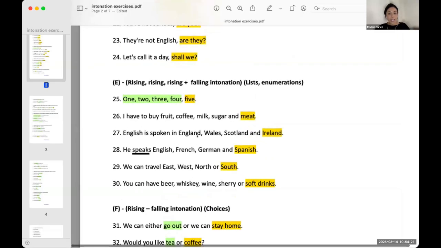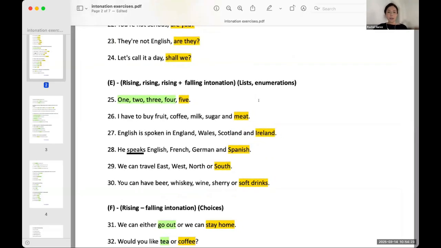Okay, so here, this is when we are reading out loud a list or enumerations. We use rising, rising, rising on the first, depending on the words, 3, 4, 5 words. And on the last word, your voice falls. So my voice is going up: 1, 2, 3, 4, 5. I have to buy fruit, coffee, milk, sugar, and meat. My voice goes down. So rise, rise, rise, fall.